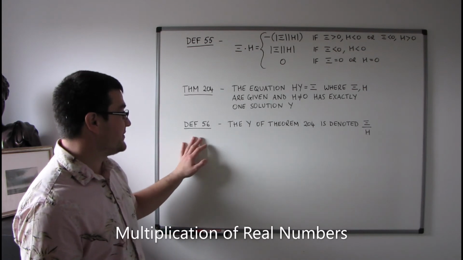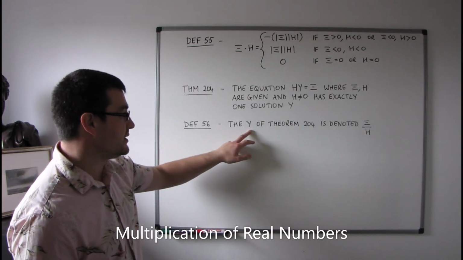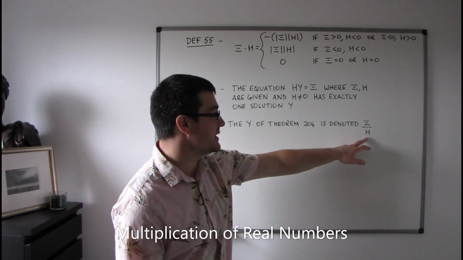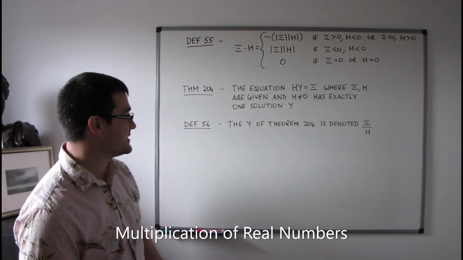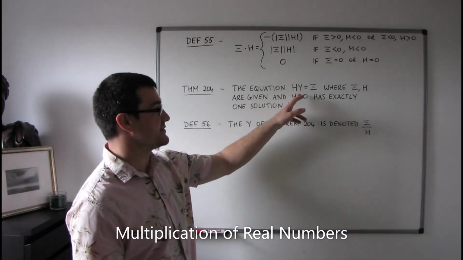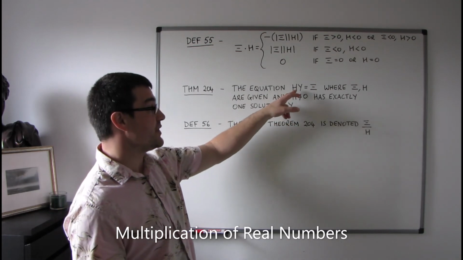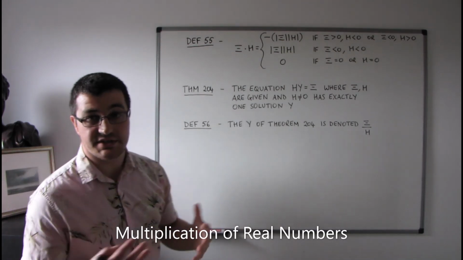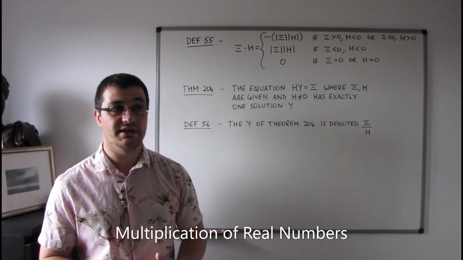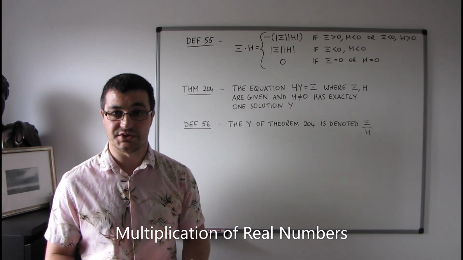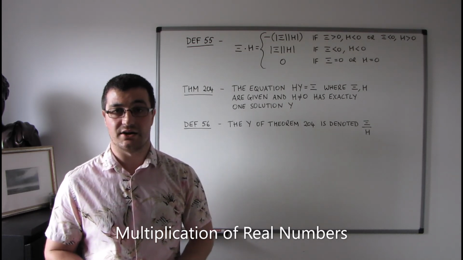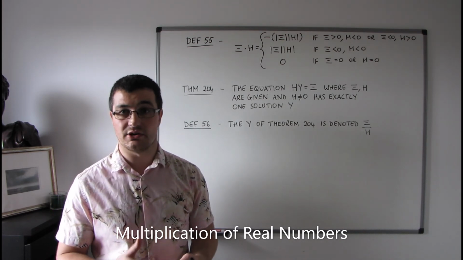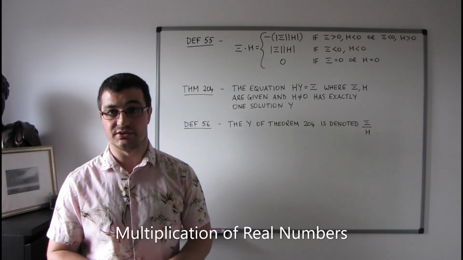And then finally, definition 56. The epsilon of Theorem 204 is denoted by this symbol here, psi divided by eta, which is exactly what we'd expect if we were to think of rearranging this equation, so to speak. And that brings us to the end of the construction of the real numbers. The only thing left for us to do now is to prove the completeness of the real numbers. In other words, there are no gaps, no holes in the real numbers.